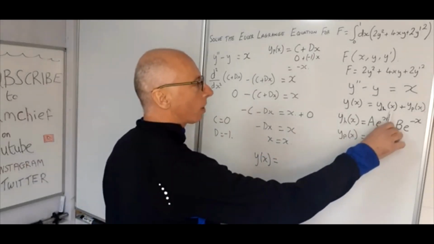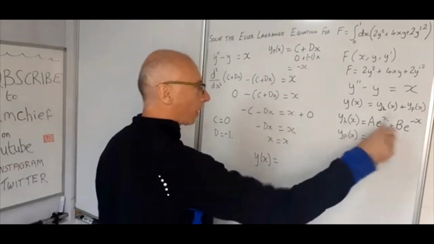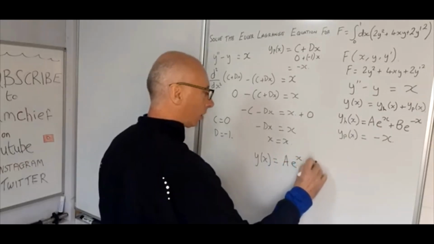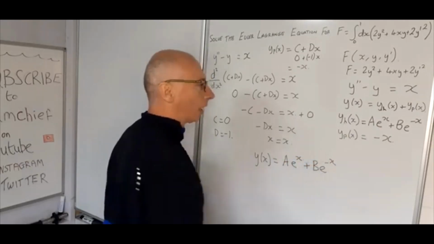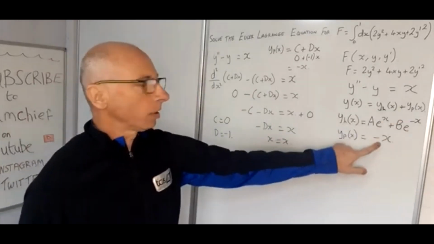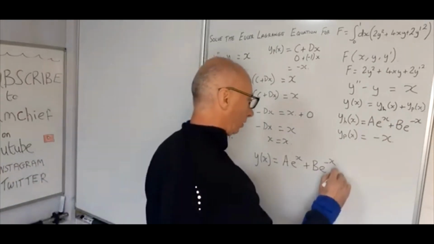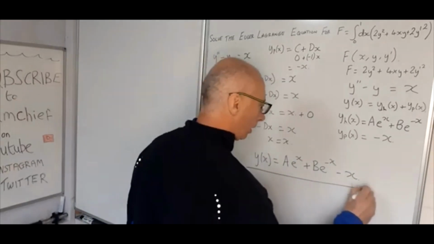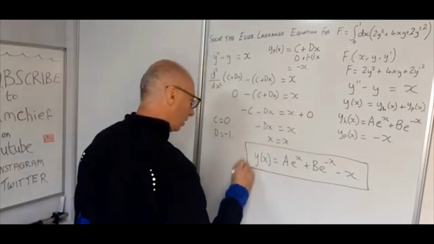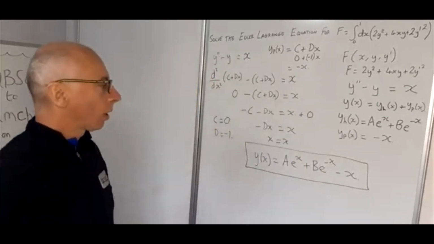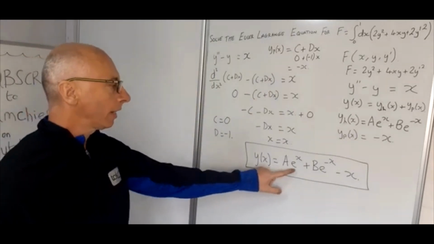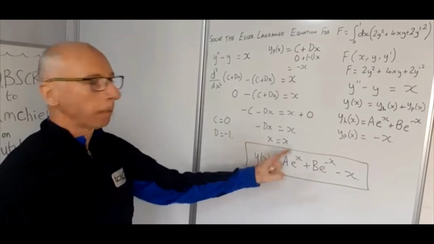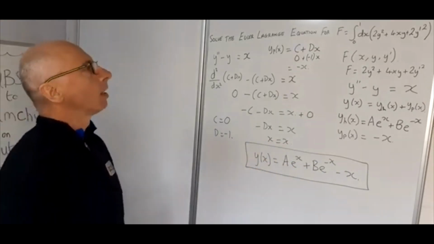So our homogeneous, which is this one here, and then our particular solution, which is just minus x. And then that is our solution. So our answer, y of x equals a e to the x plus b e to the minus x minus x. A and b are constants. Okay.